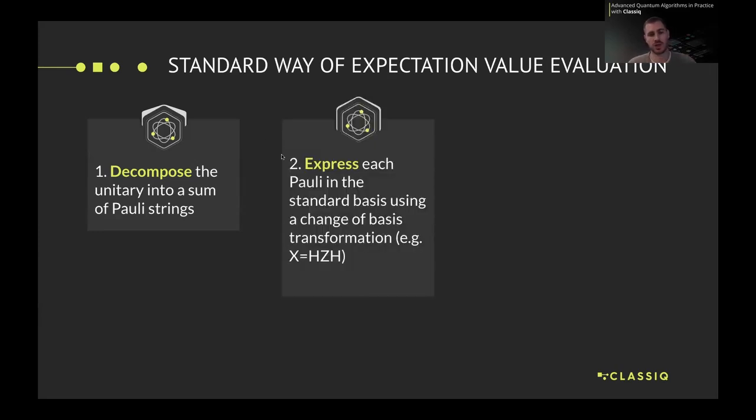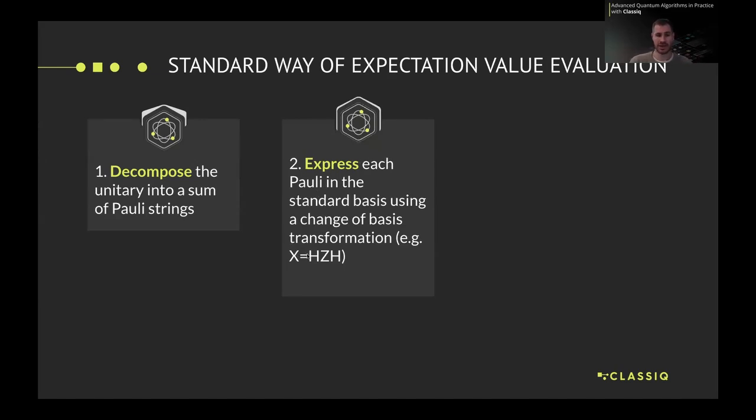Now we express each Pauli in the standard basis using a change of basis transformation. So what does it mean? At the end, with quantum computers, we are able to measure in the general framework only in the standard basis. So for measuring in the standard basis, we need to express all the Paulis that we have using the Z Pauli and the identity, because these can be extracted in post-processing from the standard basis measurement. So we need to do some transformation.